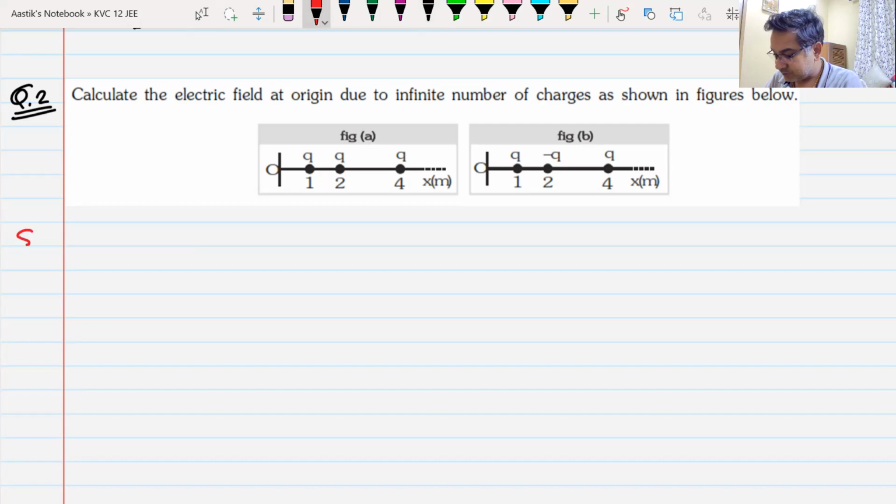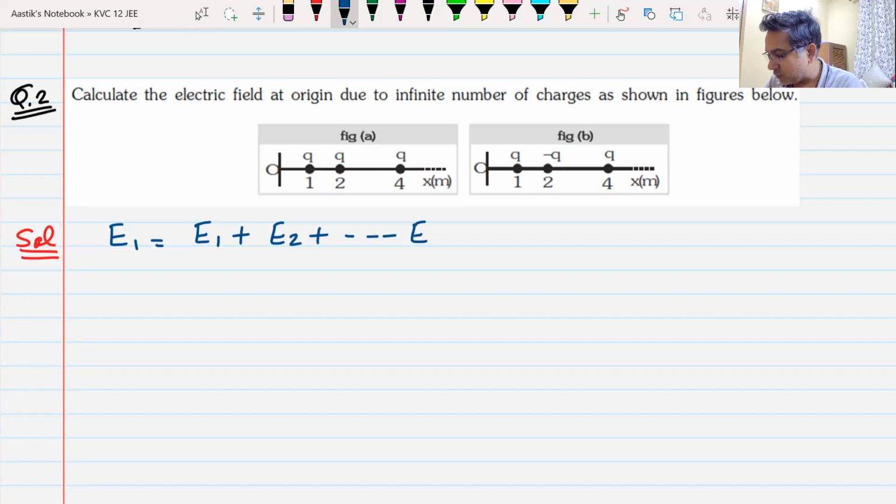Shall I solve it? Yes, sir. So, what is the electric field in the first case? In the first case, the electric field E will be the electric field due to charge 1, plus the electric field due to charge 2, plus the electric field due to the infinite charges. All of the electric fields will be in the same direction. Yes or no? Yes, sir. They will get added up.